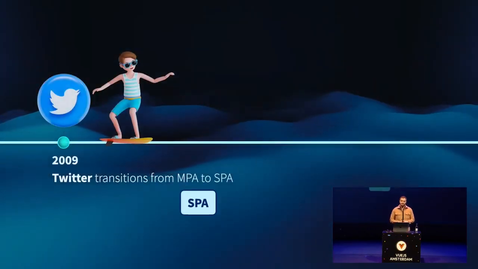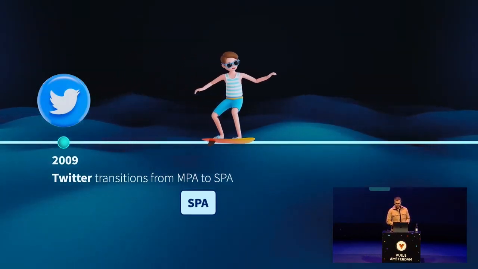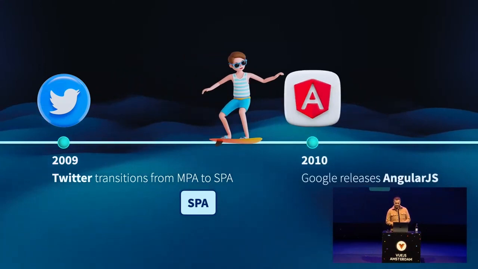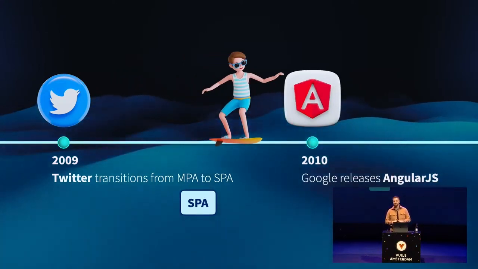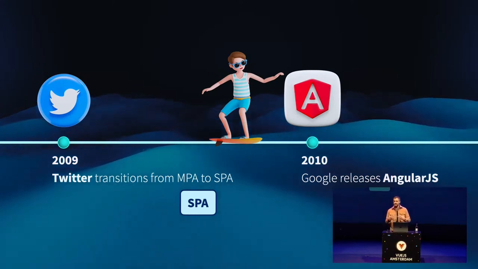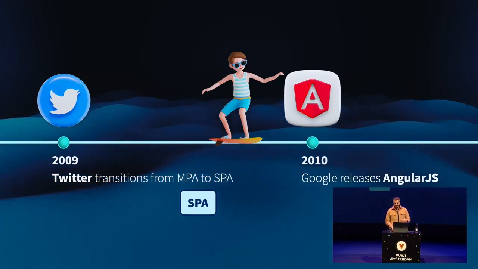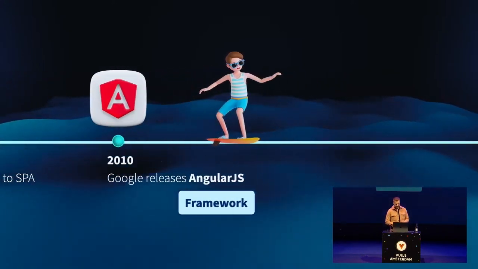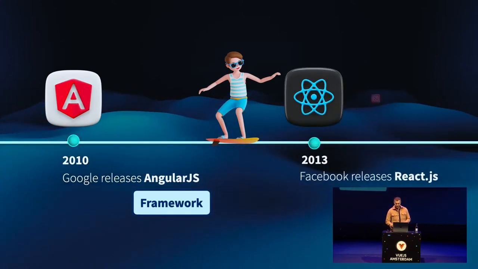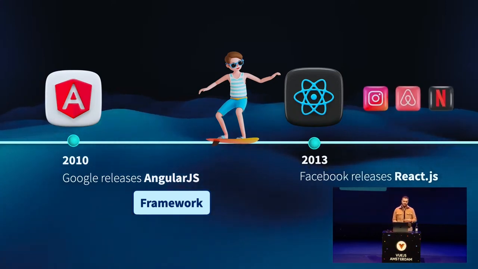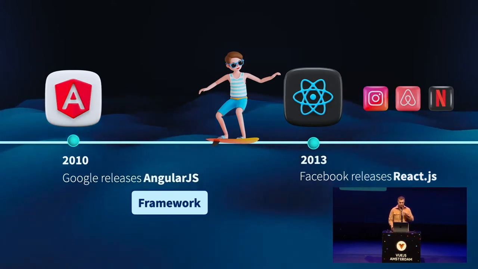Now, as the use cases expanded for SPAs, we saw the introduction of SPA frameworks. The first major one was Angular, which came out in 2010. This offered, really for the first time, a library that made it easier for developers to create and manage those dynamic SPAs without all of the boilerplate and complexity under the hood. This was followed up in 2013 by Facebook with React. And pretty immediately, we then saw major platforms like Instagram, Airbnb, and Netflix adopt this library and approach.